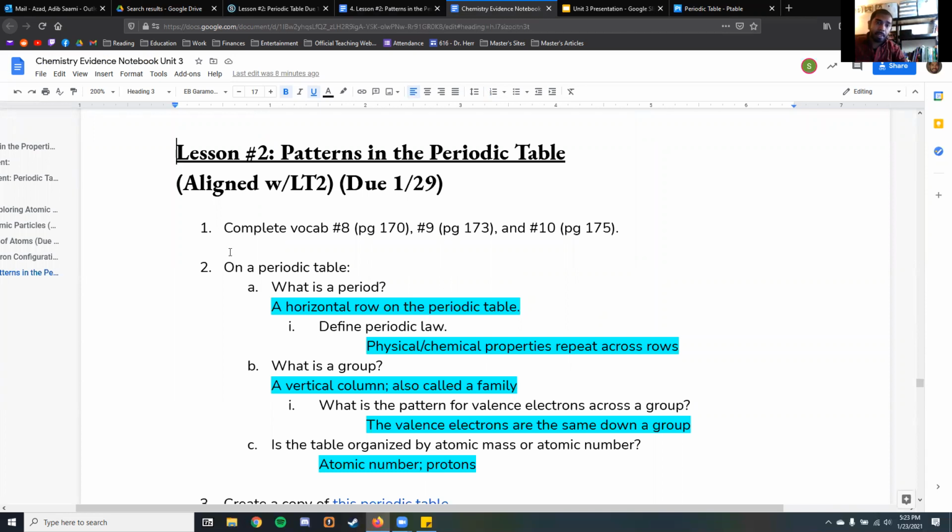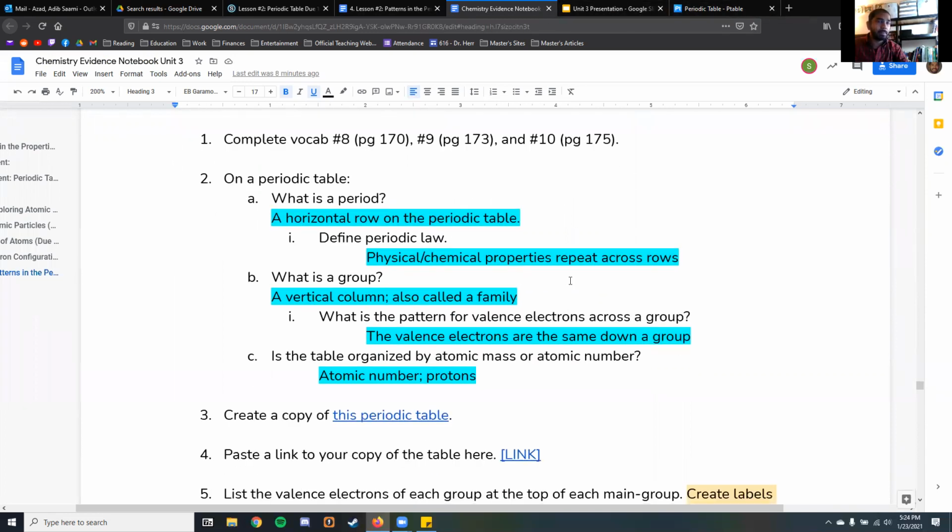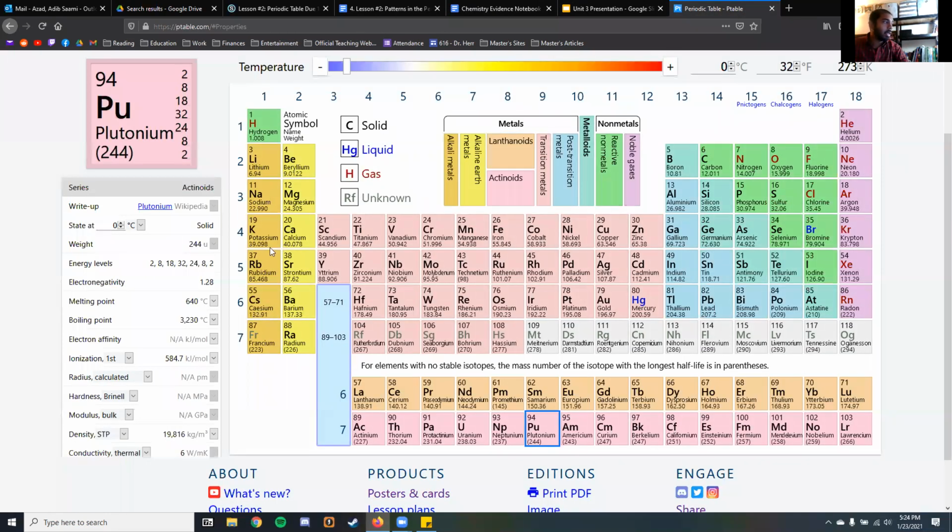This assignment is probably going to be the longest assignment for this unit because it is such an important thing to recognize these patterns in the table. It's something I'll refer back to very frequently. And so we have to understand what the periodic table is. So what is a period on the periodic table? It's just a horizontal row from left to right.